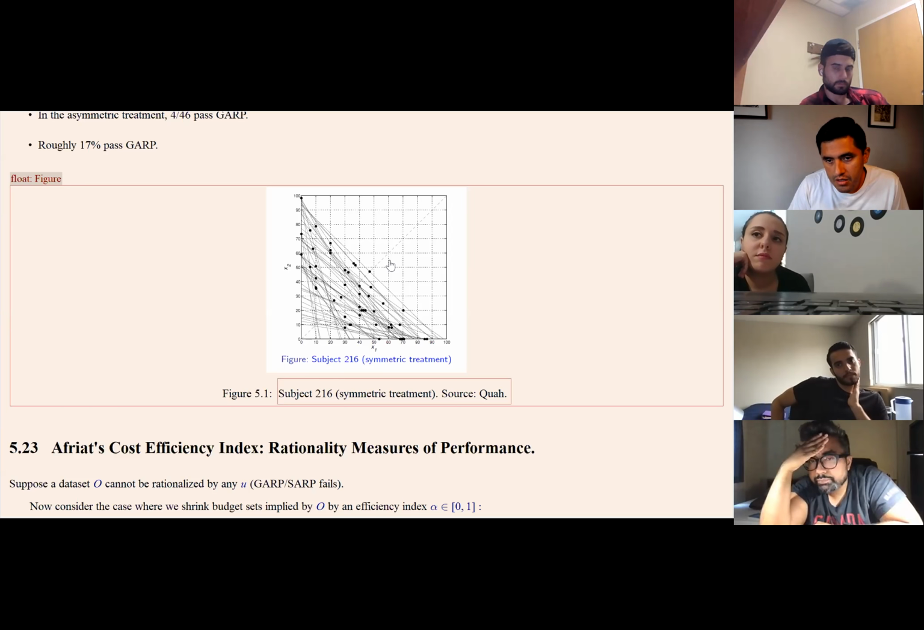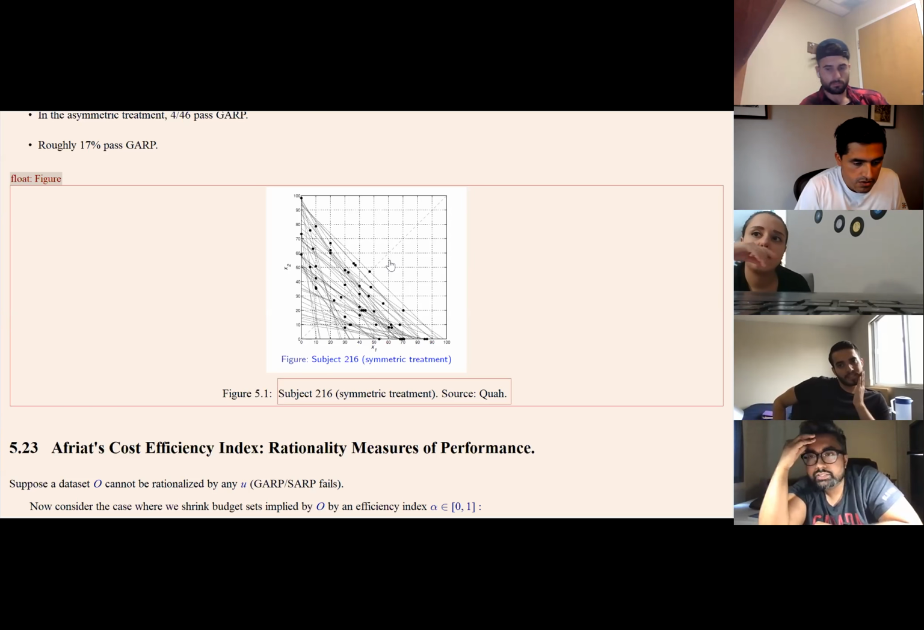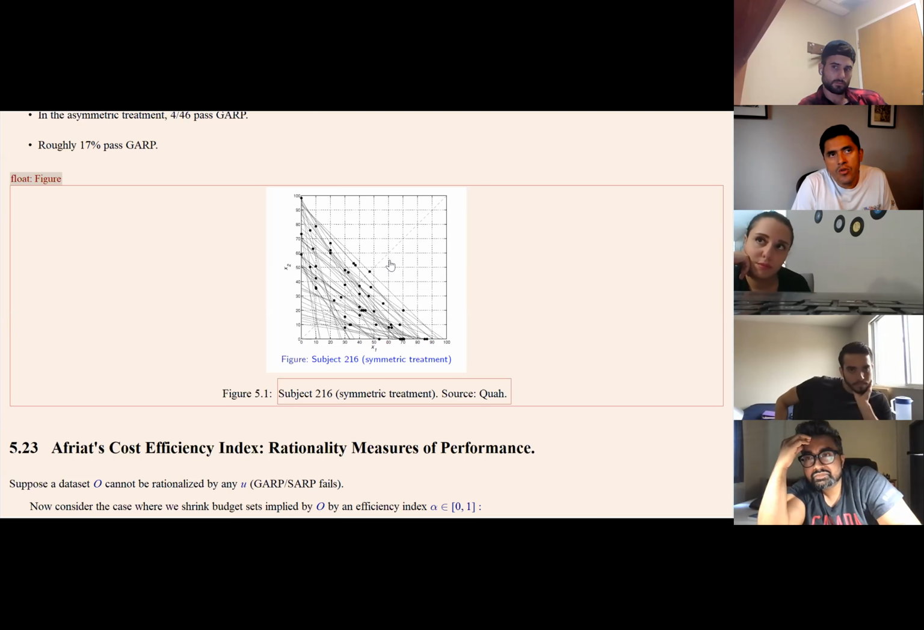Victor, if you did the experiments with AIs, like artificial intelligence, would this misperception still exist? Have these experiments been carried out with AIs? So what you mean is that I can test GARP in choices from algorithms. That's what you mean? Yes, yes.